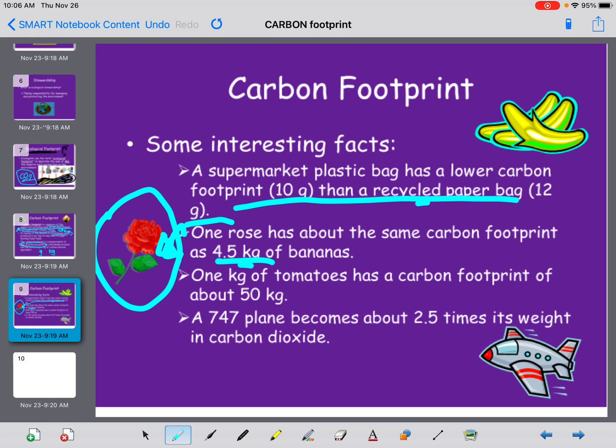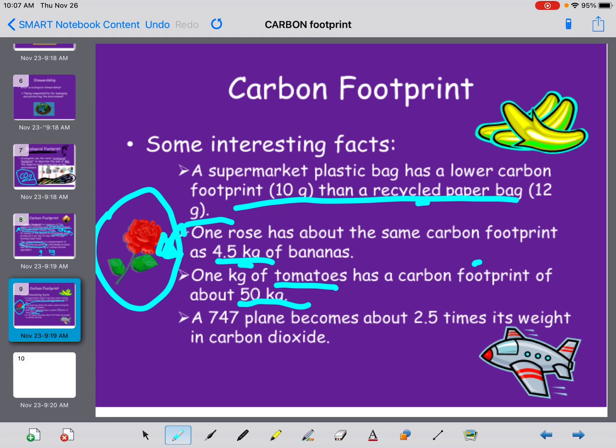Okay, 1 kilogram of tomatoes has about 50 kilograms of carbon footprint output. Now, this is all dependent on where these things are coming from. So these are kind of just generic facts that I found online. But think about it, 1 kilogram of tomatoes from California is going to have a different carbon footprint than 1 kilogram of tomatoes from the Niagara region in Ontario. So just be mindful of that as well.